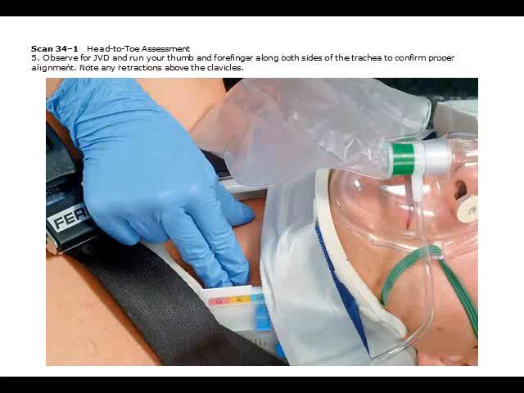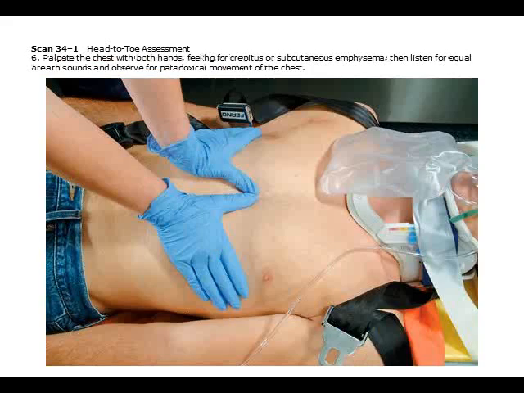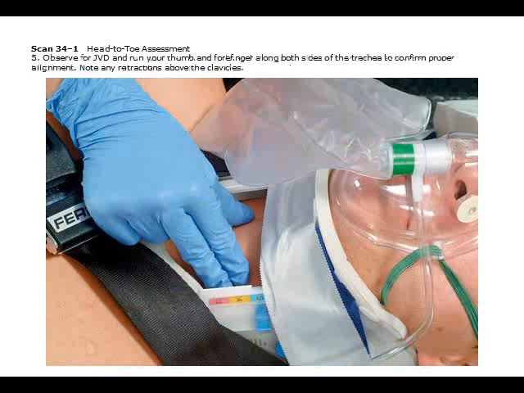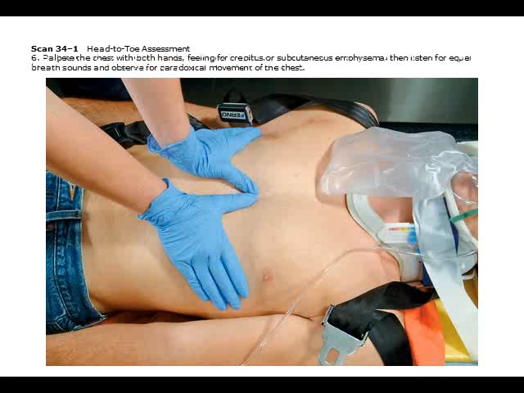observe for JVD, palpate the trachea to make sure it's midline. Preferably we did this before we applied the collar because we've now hidden the jugular veins and we can't assess that once the collar is on. And then just run your fingers down the side to make sure it's in proper alignment. Look for any retractions. Very, very slightly and gently stress the chest a little bit, looking for any crepitus or subcutaneous emphysema. Listen for lung sounds. Observe for any paradoxical movement.